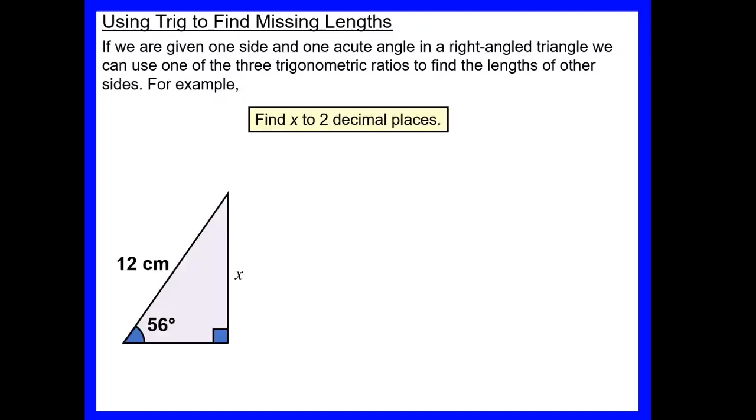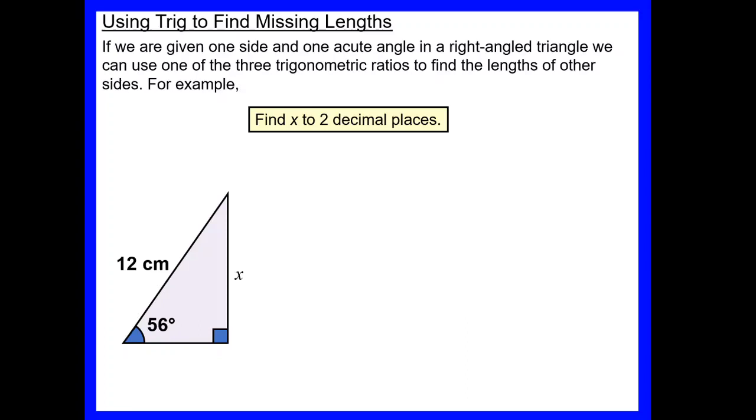So here we've been given a right angle triangle. We've been told one of the sides is 12, and an angle of 56 degrees. We're asked to find the length of this side here, x, and to give it to 2 decimal places. So our first step is to figure out which side we have been given and which one we want.